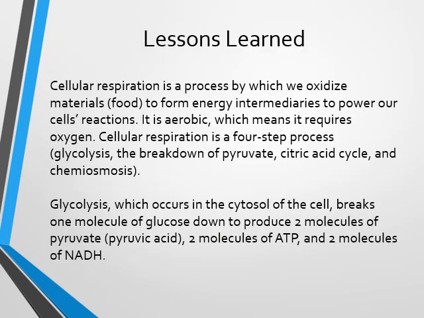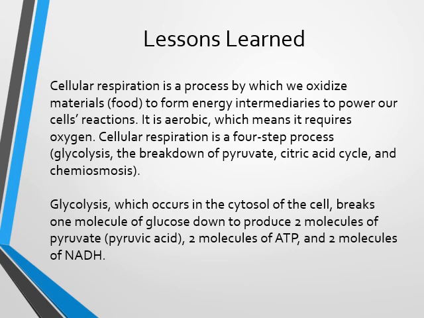We went over cellular respiration, the basic overall process. It's the process by which we oxidize materials to form energy intermediaries to power our cells' reactions. We talked about the difference between aerobic and anaerobic. Aerobic is with oxygen, anaerobic is without oxygen, and aerobic cellular respiration requires oxygen. There's an anaerobic cellular respiration we'll talk about in a few lectures. Aerobic cellular respiration is a 4-step process. It has glycolysis, followed by the breakdown of pyruvate, the citric acid, or Krebs cycle, and chemiosmosis, which is also known as oxidative phosphorylation.